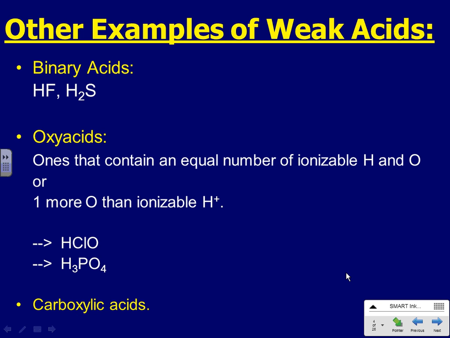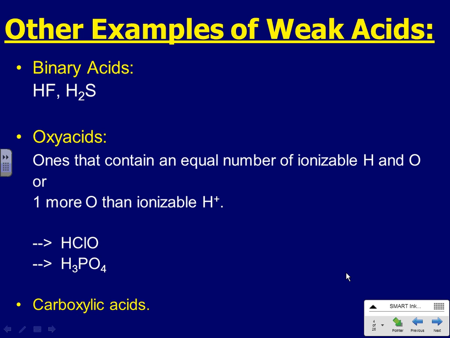Okay, examples of weak acids. Well, we talked about how all the hydrohalic acids, hydrochloric, hydrobromic, hydroiodic, are strong. Those are the exceptions. They are weak. We talked about the oxyacids. If there's 2 or more oxygens than the number of hydrogens, it's strong. And so ones that contain equal numbers of ionizable H's and O's or 1 more, right, if it's 2 more, it's strong.